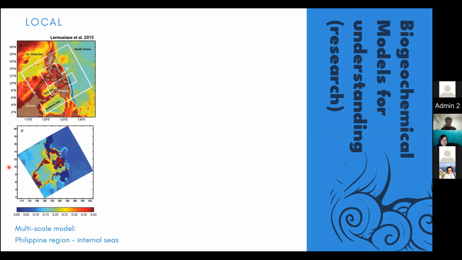At a more local scale, one example of a biogeochemical model was the one developed by Lermusiaux et al. Sorry if I'm not pronouncing that correctly. They make use of the MIT Multidisciplinary Simulation, Estimation, and Assimilation System, capable of multi-resolution simulations over complex geometries with implicit schemes for telescoping nesting. They had about 1 to 9 kilometer resolution in this work for the higher resolution models.